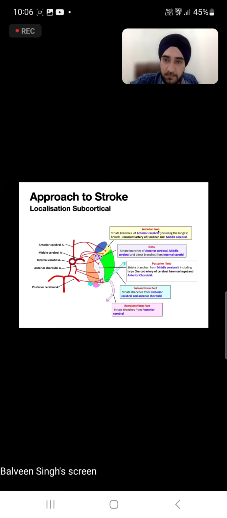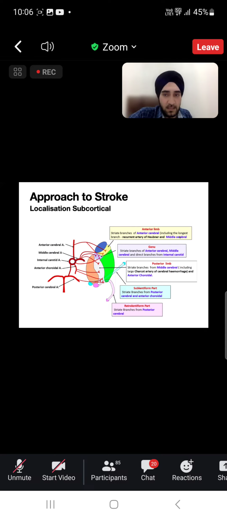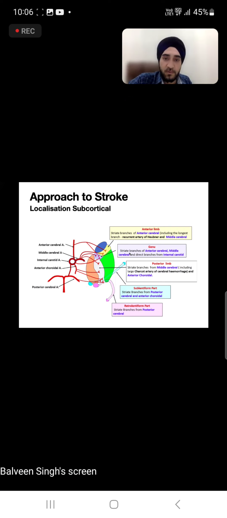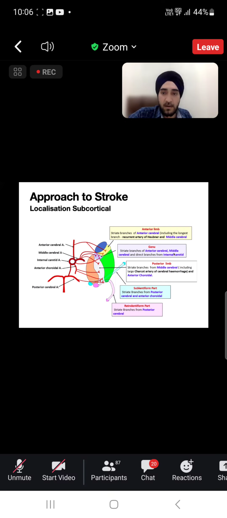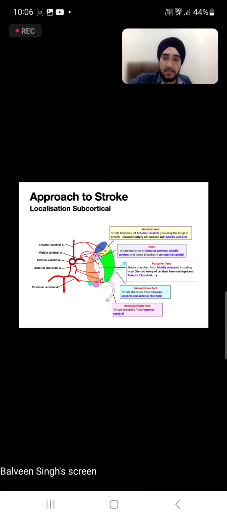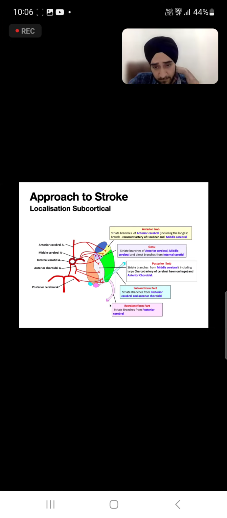The anterior limb is supplied by a branch of the anterior cerebral artery called the recurrent artery of Heubner, and by the middle cerebral artery. The genu is supplied by the anterior cerebral artery, the middle cerebral artery, and a few direct branches from the internal carotid. The posterior limb is supplied by striate branches of the middle cerebral artery and the anterior choroidal artery. And you have the sublentiform and retrolentiform parts, which are supplied by the PCA and the posterior choroidal artery. Now, PCA and anterior choroidal.